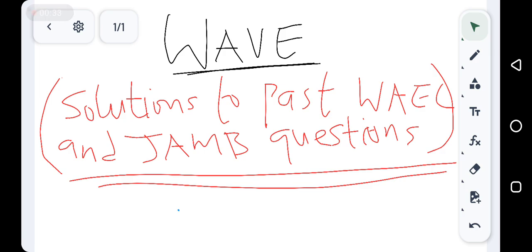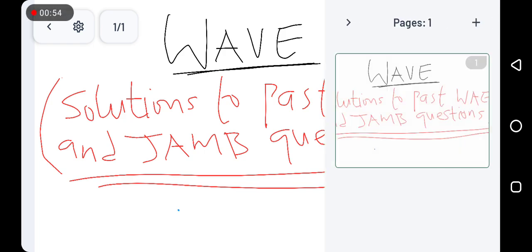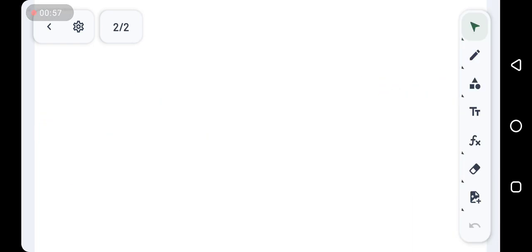So I've compiled some past questions, both WAEC and JAMB, involving wave, the ones with calculations. So I'm going to show you an easy way to get them solved. In this lesson, we are going to look at the following subtopics under wave. These are the major calculations that you can come across in this topic, wave.